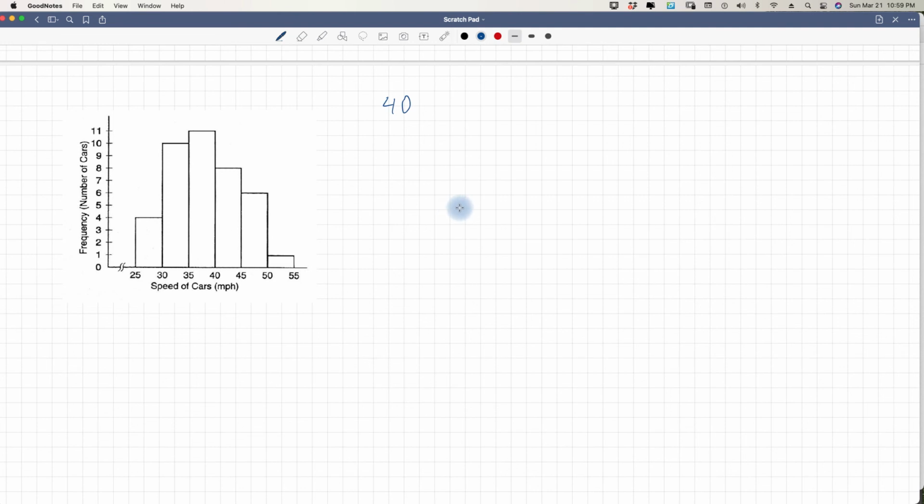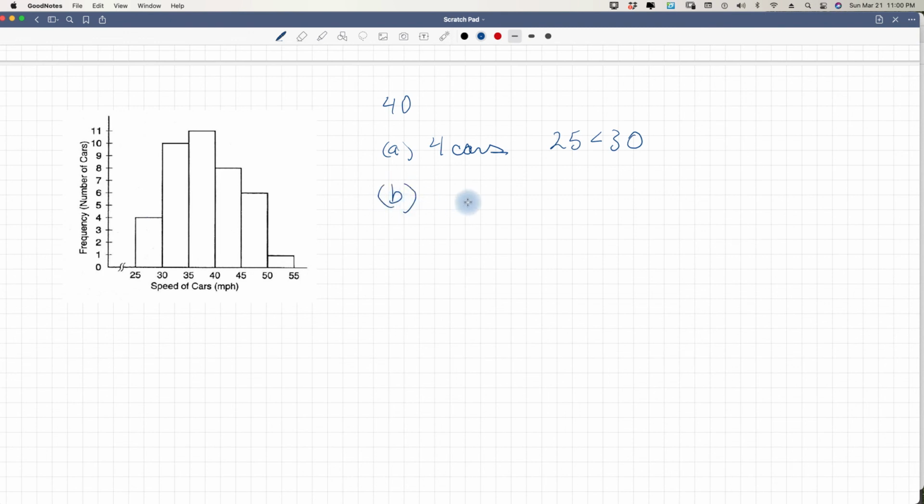How many cars had a speed greater than or equal to 25 miles per hour and less than 30? So that would be from 25 to 29, right? If we look at the top, we go over to the left, we see that that's 4. So the answer to A is 4 cars that were at least 25 and less than 30.